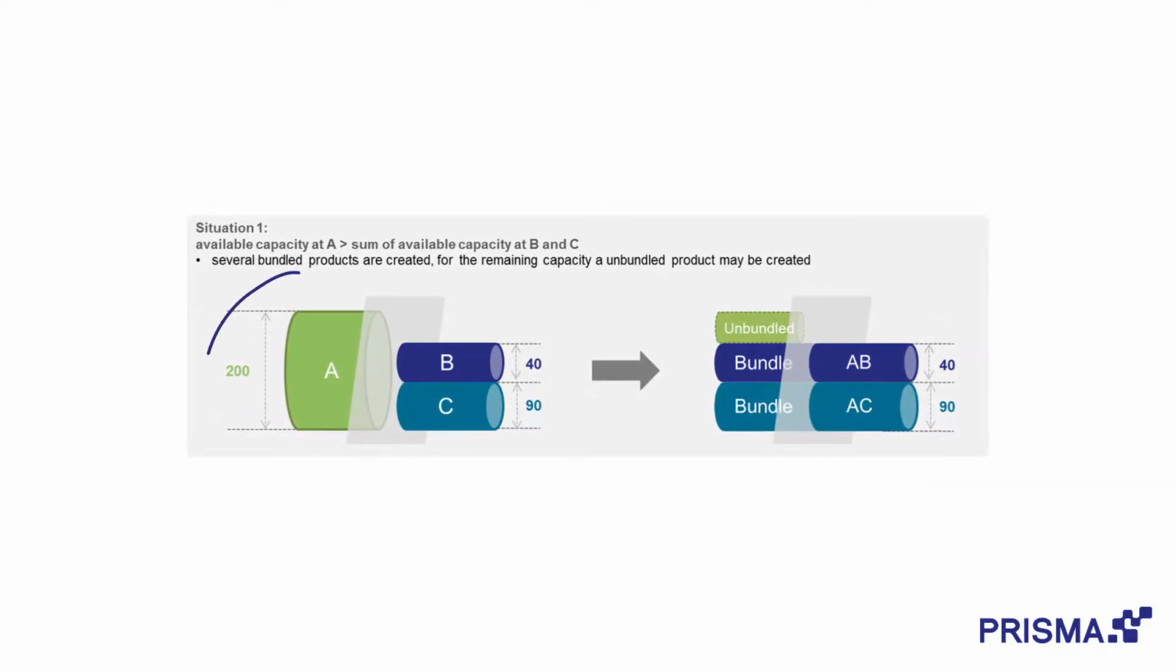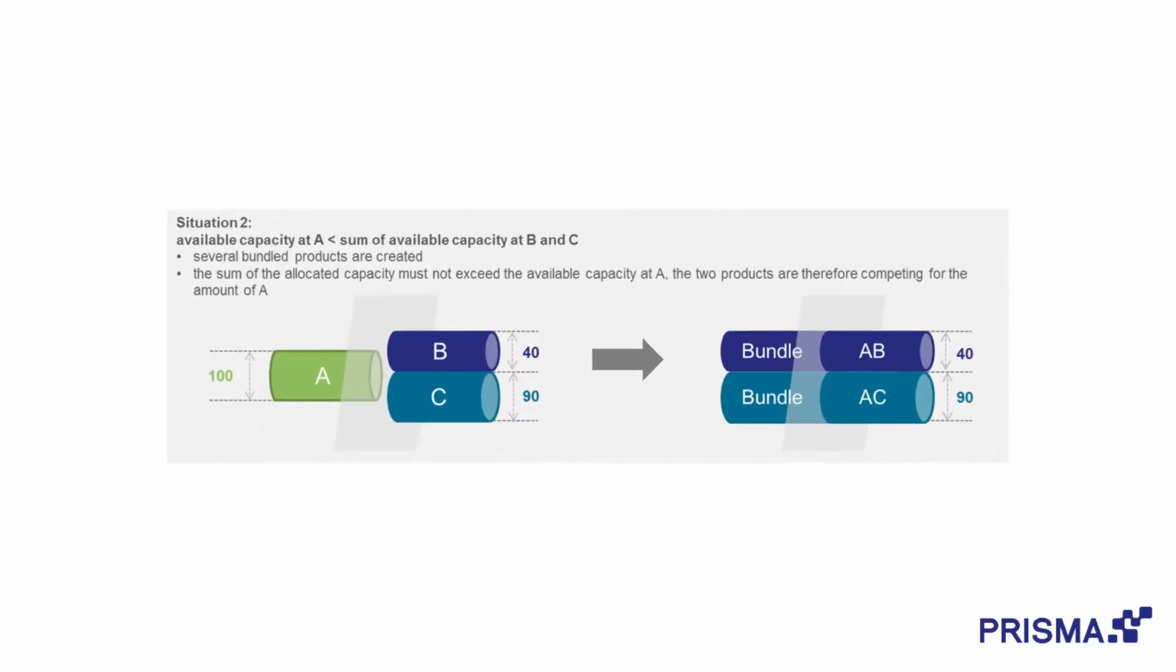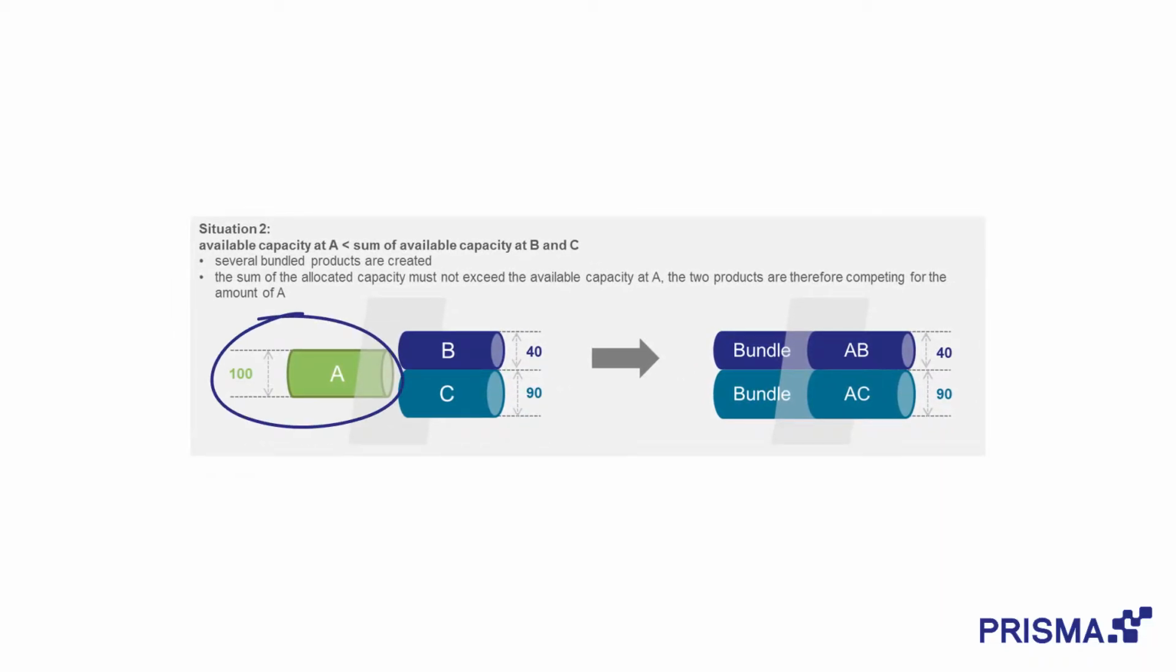In terms of capacity, there are two possible options. Option 1 is that the single pipe on the one side has more capacity than the combined capacity of the multiple pipes on the other side. In this case, all capacity that can be bundled will be bundled, and the remaining capacity on side A is marketed as unbundled. Option 2 is that the single pipe is smaller than the combined capacity of the two other pipes. This is where competing auctions are taking place.